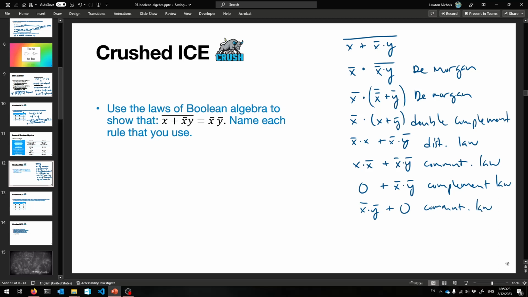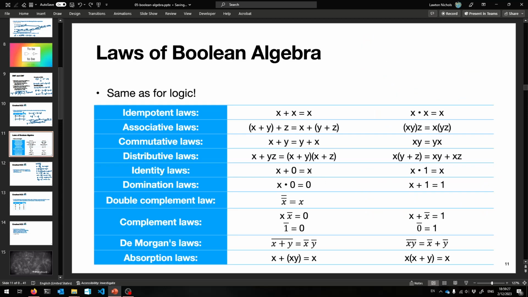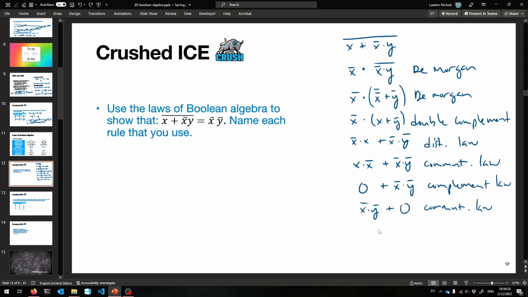And then finally, this goes away with the identity law. Anything ORed with 0 is the other thing, right? Because the 0 is not contributing any truthness. It's just as good as saying the other thing by itself. All right, so that is the identity law.